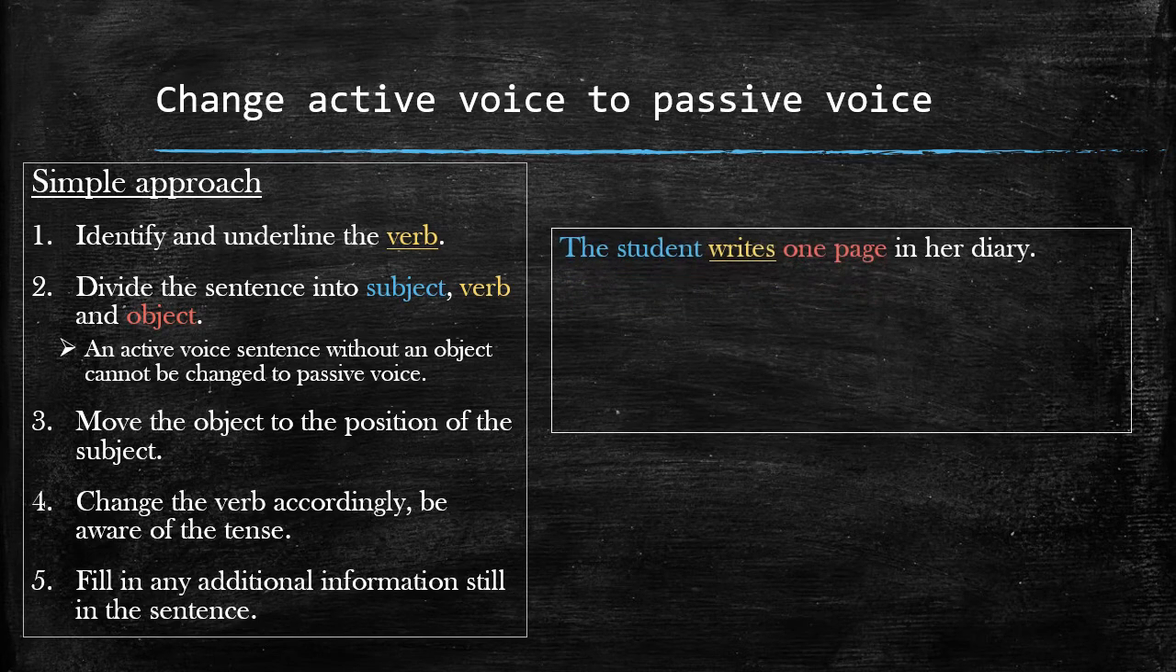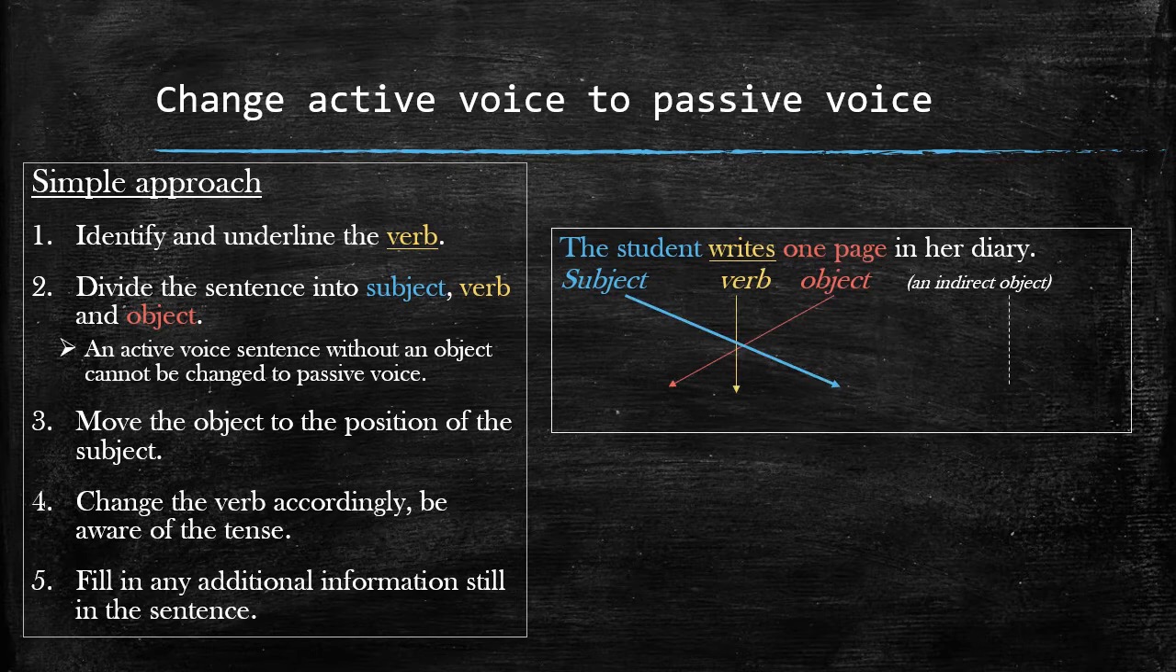Let's have a look at this example. There I have divided the sentence into subject, verb, and object, and I have underlined the verb just to be clear. Then we move the positions. Look at how we've changed it. 1 page is written by the student, and the remaining information in the sentence must still be included, in her diary. Remember what we said earlier, you can leave out by the student. The passive voice does not need to show who is doing the action.